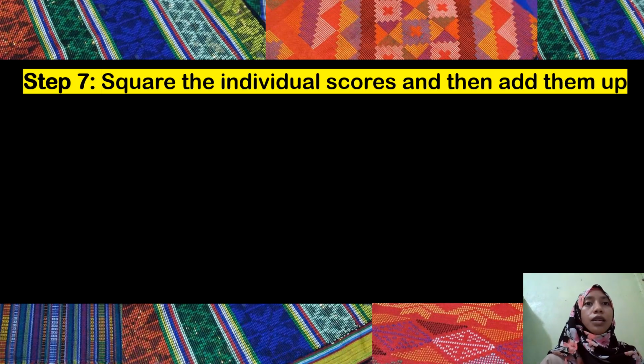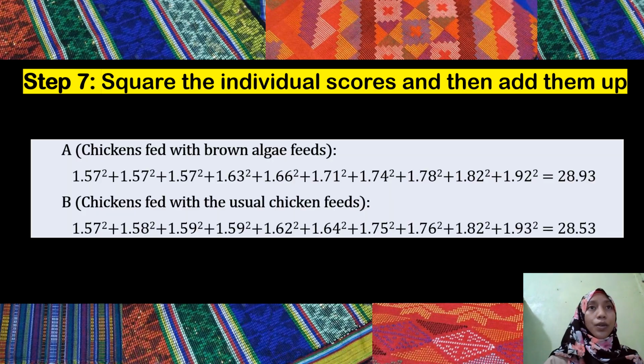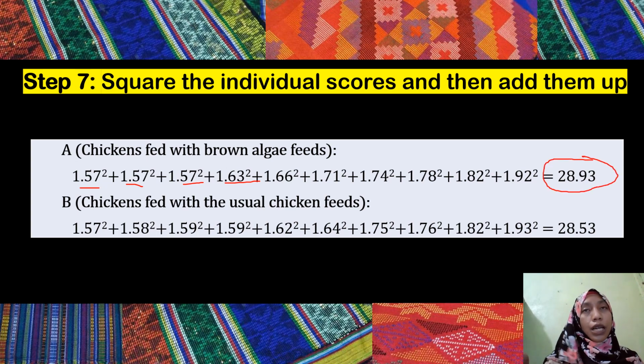Step 7 is to square the individual scores and then add them up. So we simply square all of the individual weights of the chickens, square them, and add all of these squares until you reach the final answer. For group A, it is 28.93. And the square of the individual scores of group B, or the chickens fed with the usual chicken feed, is 28.53.